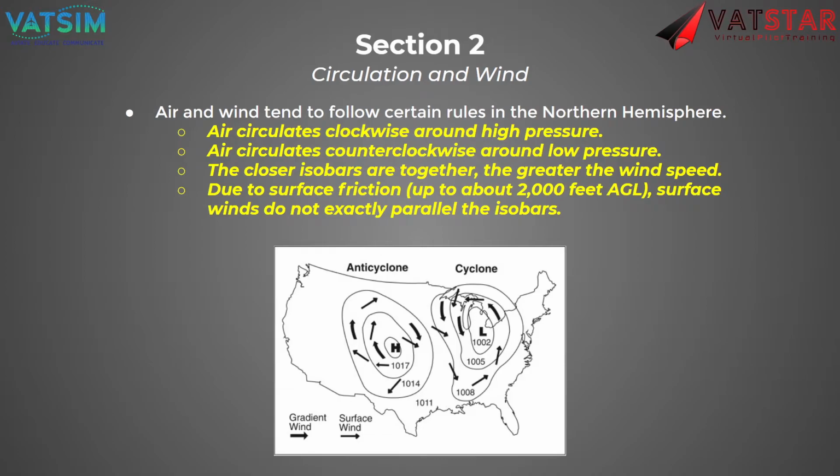But another thing to remember about these air masses is the closer you have isobars together, you'll have a greater wind speed, and that's basically the closeness or the tightness of pressure gradients. But one other important thing to remember is that your local wind patterns might not necessarily exactly follow wind systems.